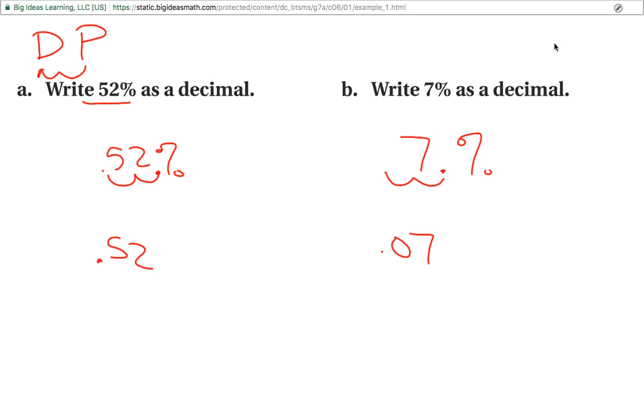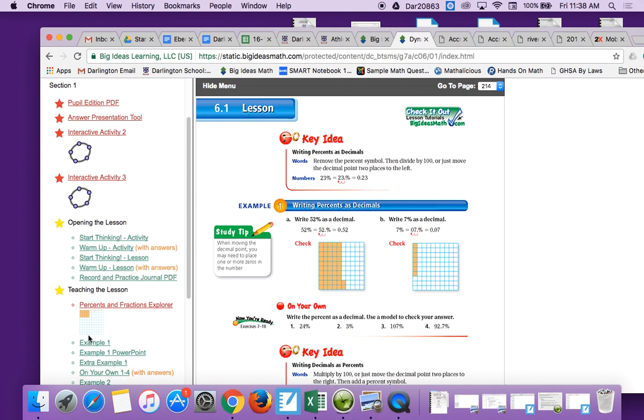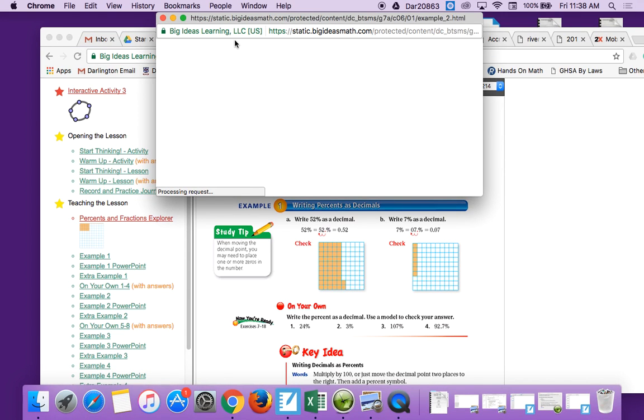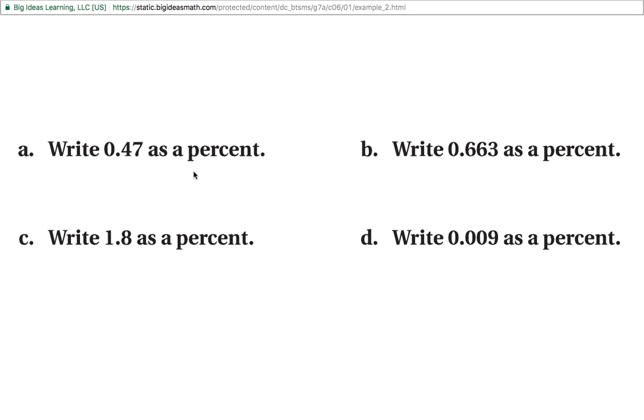Another one to look at. What if you go the opposite direction? Again, D to P. All of these, A, B, C, and D, are decimals. Converting to a percent means moving the decimal to the right 2 spaces. So this one, 2 spaces, is 47%.